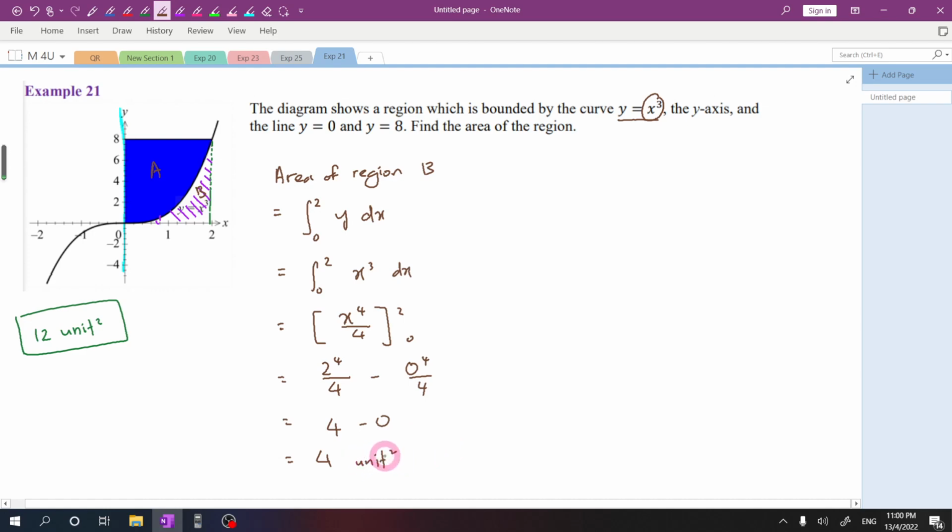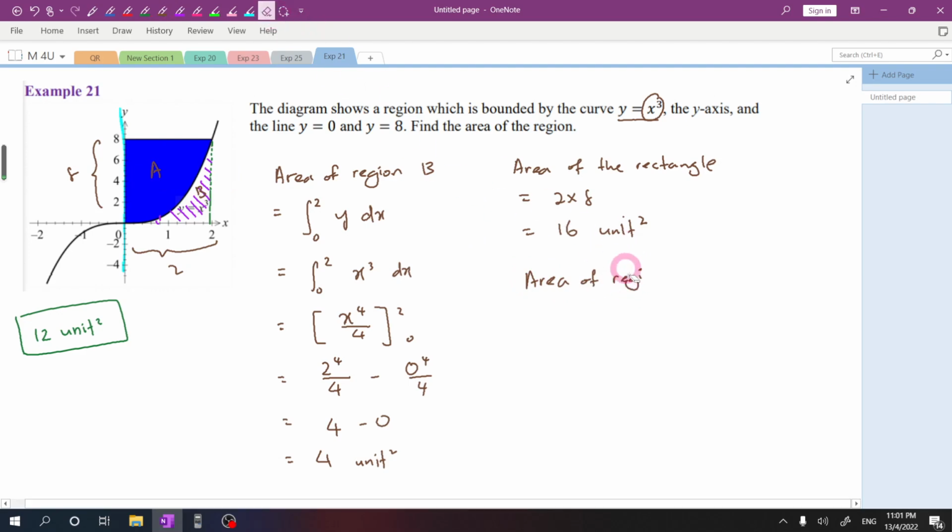But this is not the final answer yet, because we are looking for the area of this region, not here. Let me find the area of the rectangle first. This whole rectangle, which is 2 times 8, will give you 16. Now, since I am looking for the area of region A.